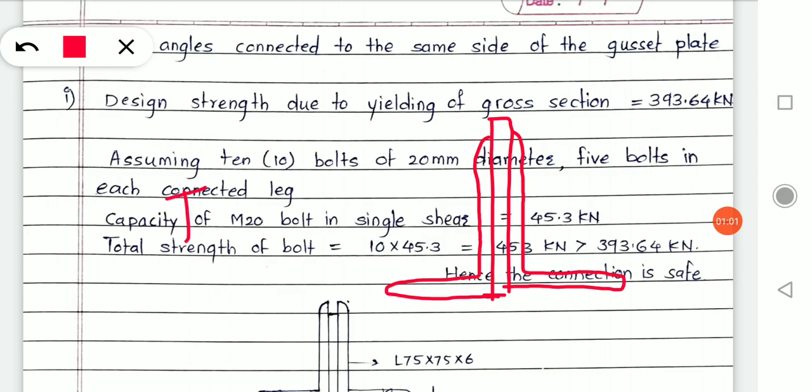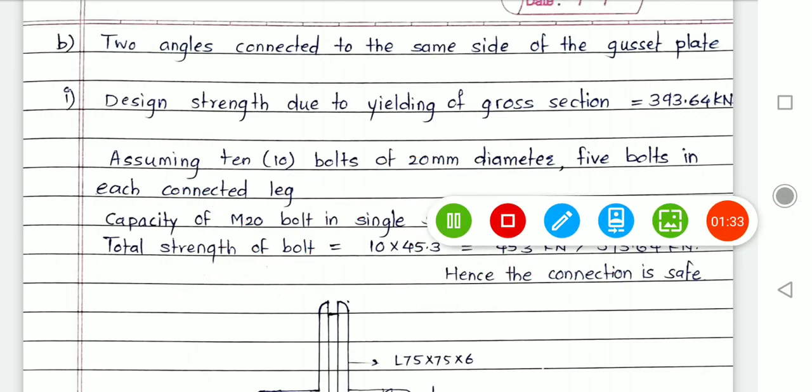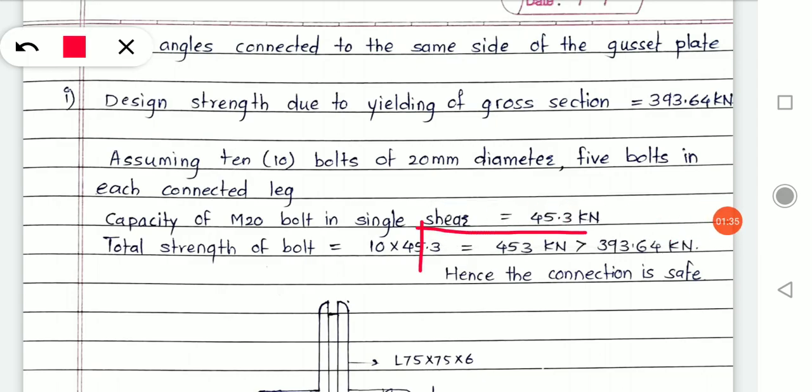The tensile capacity is calculated with three modes of failure, as TDG, TDN and TDB, which give yielding, rupture and block shear, right? From that calculation we understood how to calculate tensile capacity for two angles connected on either side of your gusset plate. In today's session, I will discuss what if I connect the angle sections on the same side of your gusset plate.